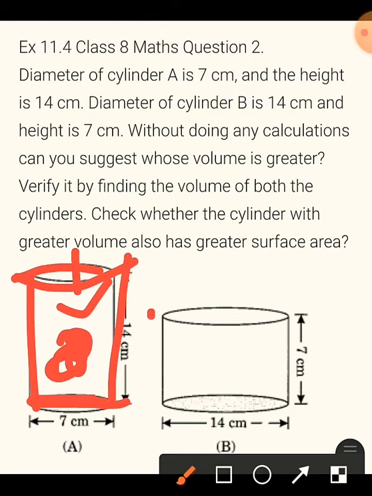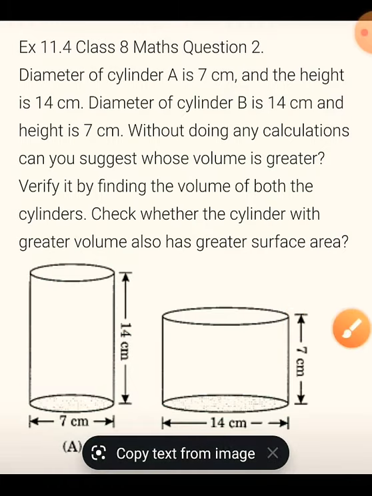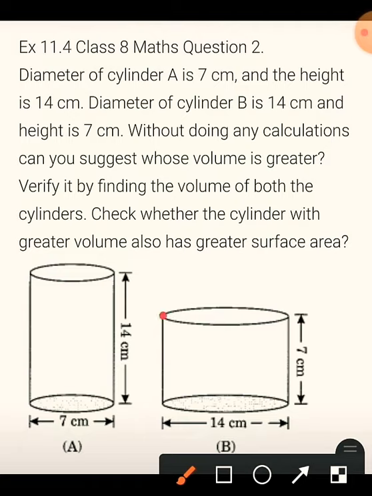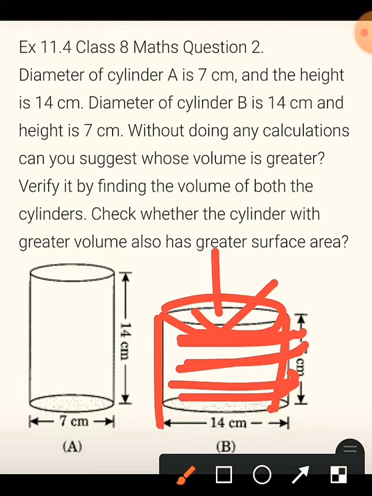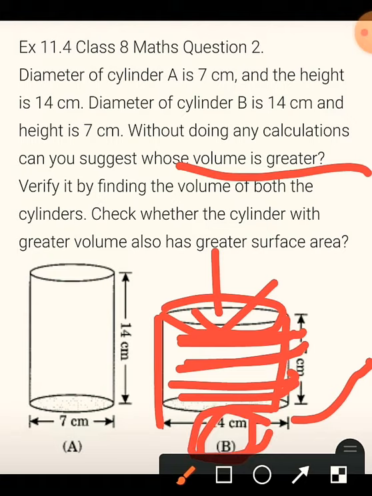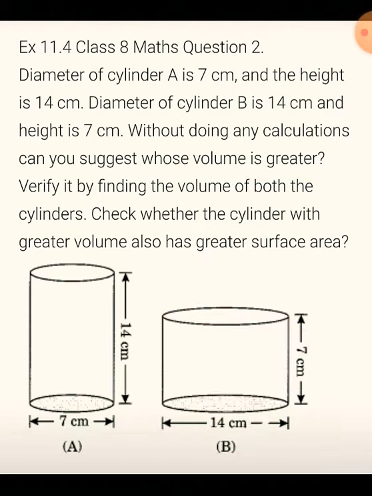Now here if we compare this part, the diameter is 14 and the height is less, the height is 7. But the height is less, but this circular region, this part where we are going to fill the water, that is more. So I think that this cylinder B will have the greater volume. Now let us check whether our guess is correct or not.